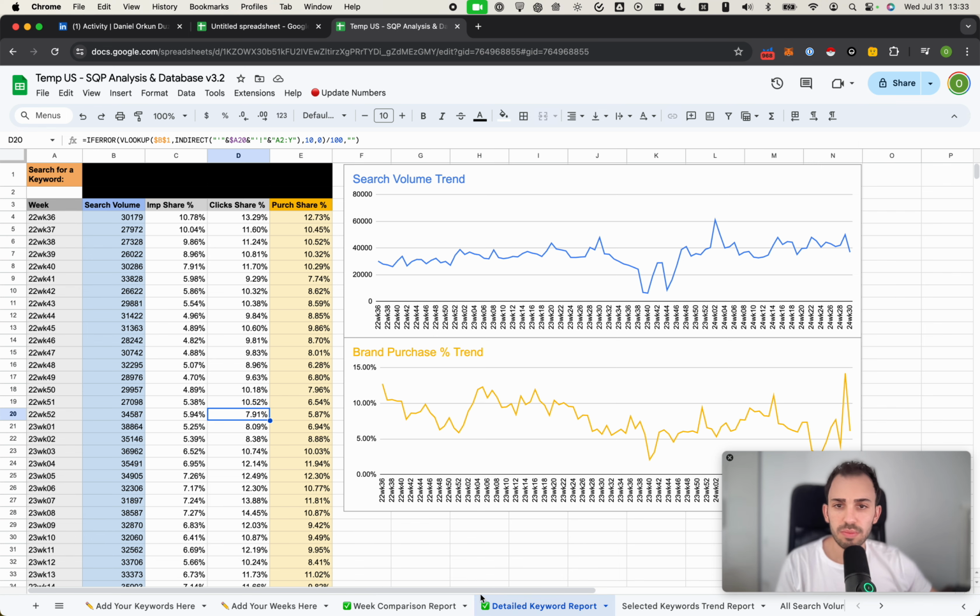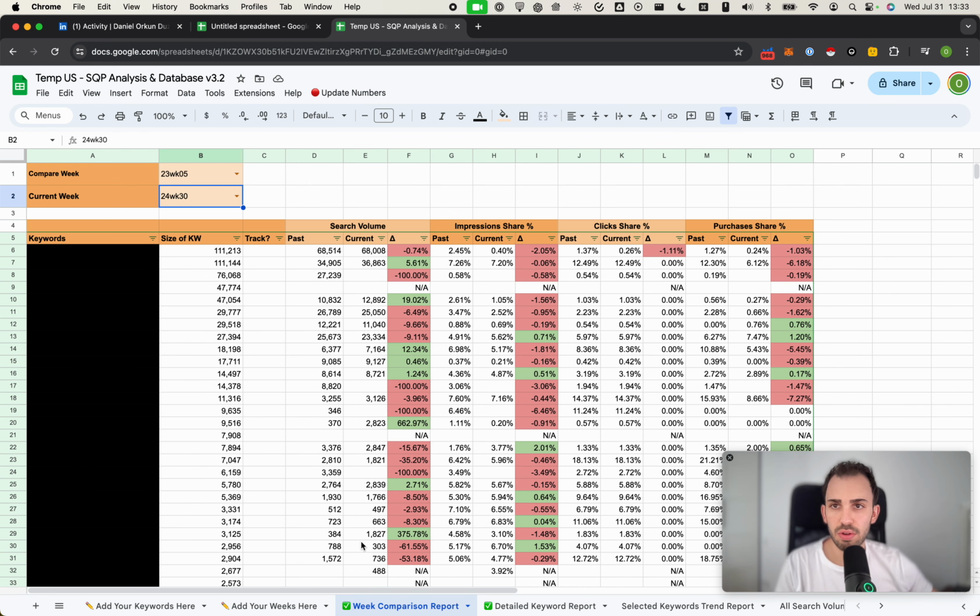What you can see here is 2 things. The black parts are censored out just because it's a keyword and the data of an actual account. But you can see the search volume changes week over week. You can see the impression share change, click share, and the purchase share. What this means is what your purchase share is compared to the rest of the market.